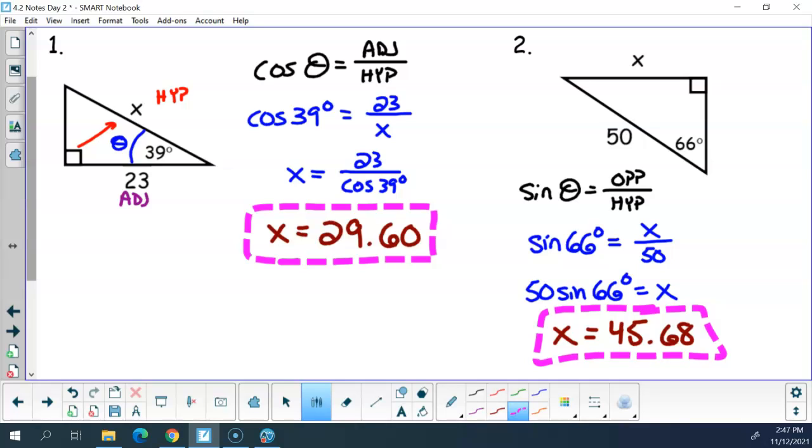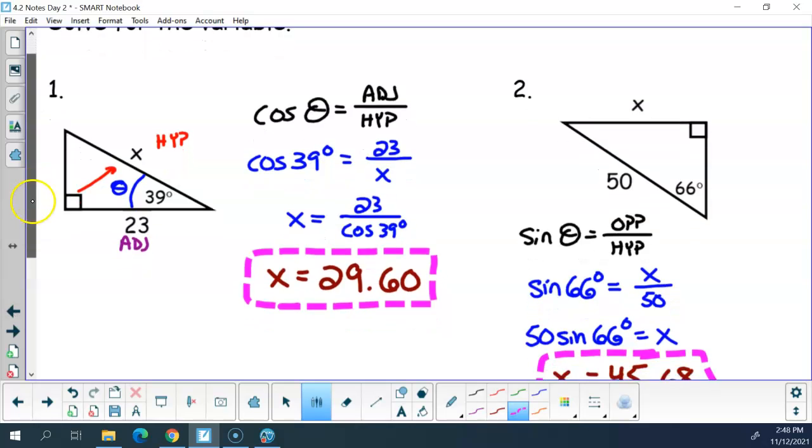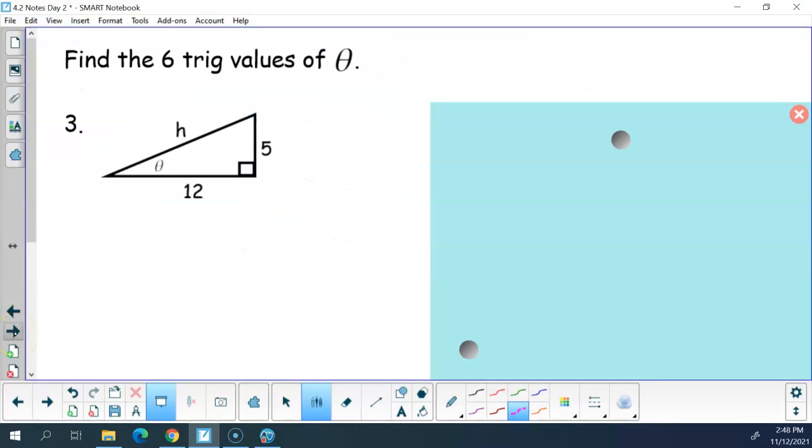Questions, comments, concerns, clarification? Wait, can you go back? Find the 6 trig values of theta. Go.